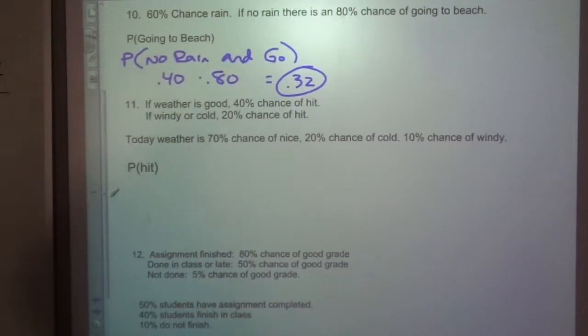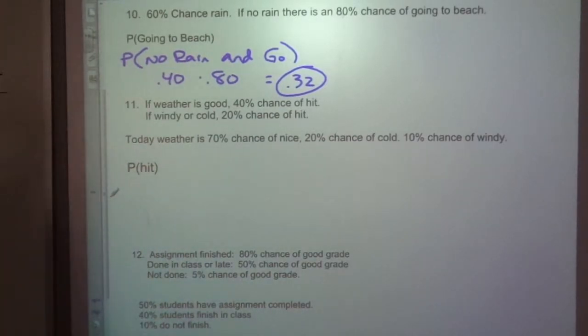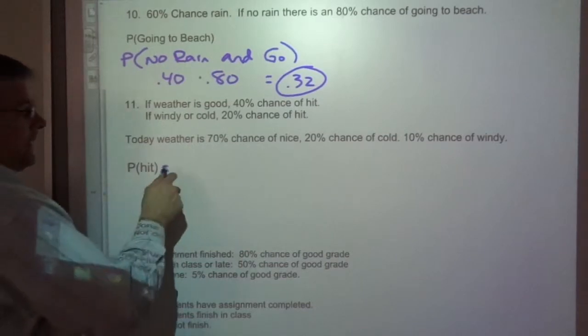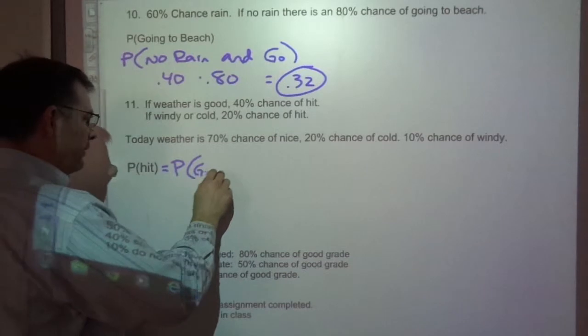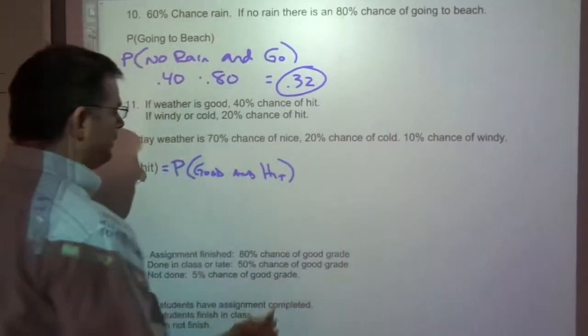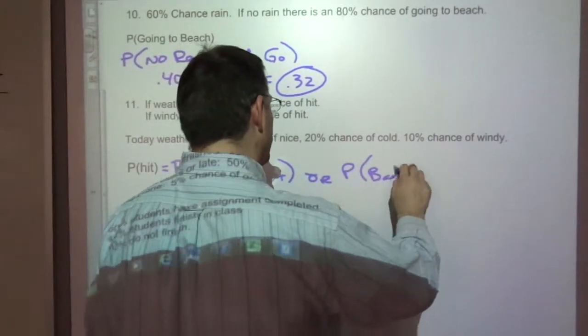If the weather is good, he has a 40% chance of a hit. If it's windy or cold, he only has a 20% chance of a hit. So we're trying to find the chance of a hit. Today the weather is 70% chance of being nice, 20% chance of being cold, 10% chance of being windy. Okay, so for him to get a hit, if the weather is good, we could say probability of good weather and hit, or bad weather and hit.